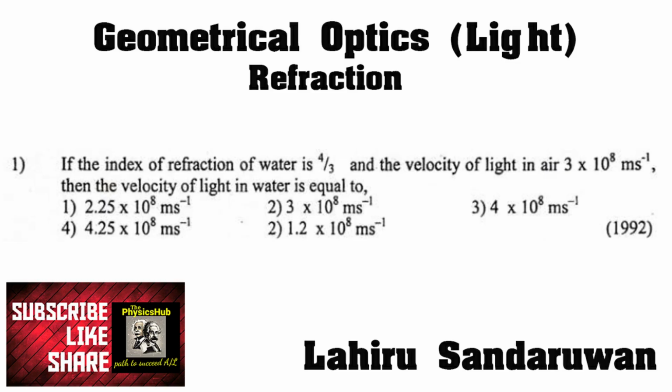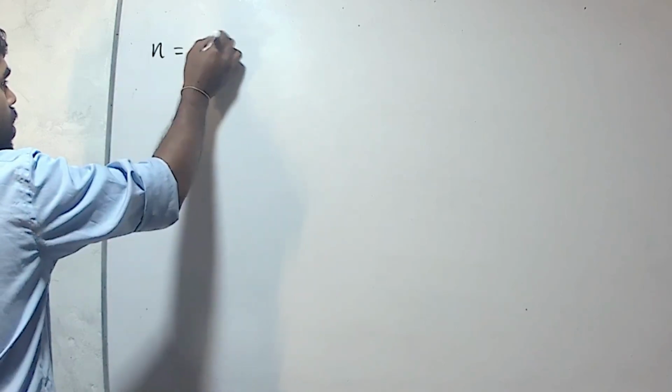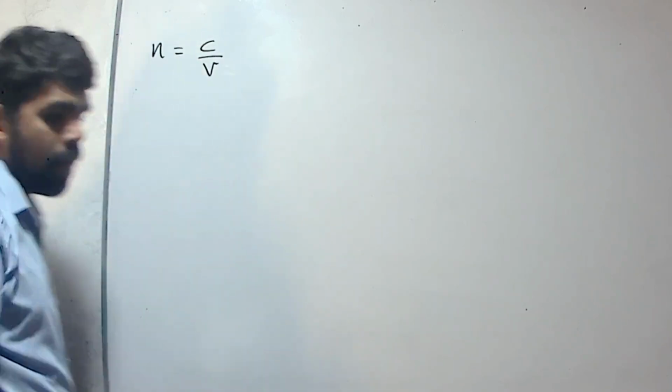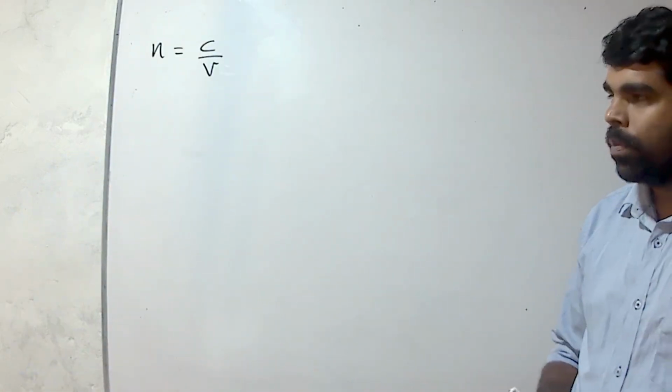If the index of refraction of water is 4/3 and the velocity of light in air is 3 into 10 to the power 8 meters per second, then the velocity of light in water is equal to. We know that refractive index n equals c over v. c means speed of light in vacuum or air medium.